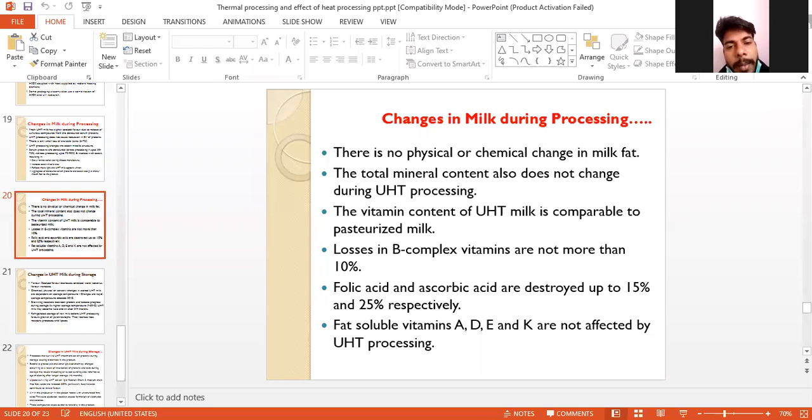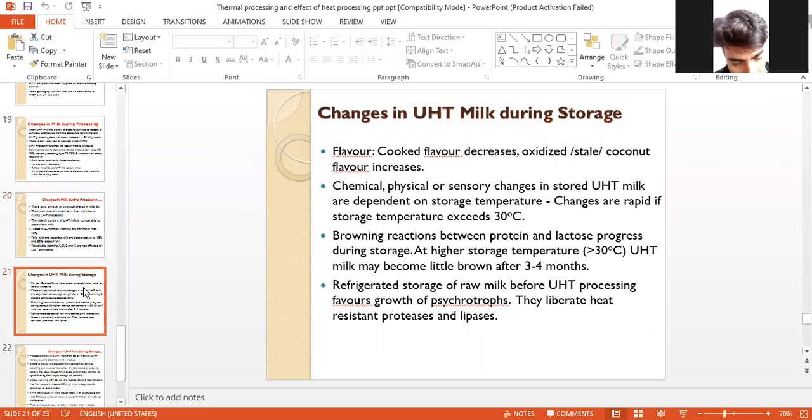Similarly, the vitamin B complex loss is not more than 10%, folic acid is destroyed up to 15%, and ascorbic acid is destroyed up to 25%. There are several fat soluble vitamins A, D, E, K, which do not change due to the UST process. So we can also understand that these changes due to UST processing also lead to different off flavors in the milk.